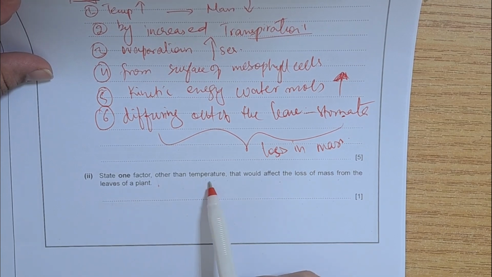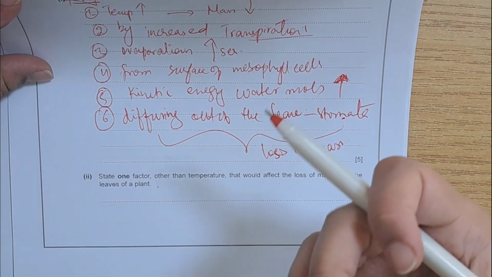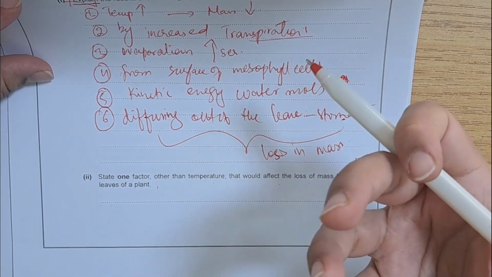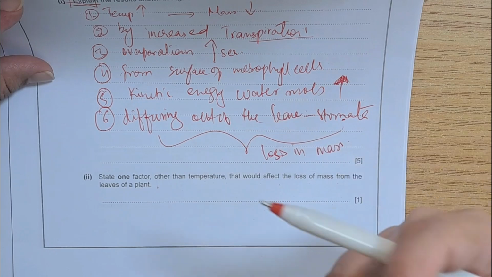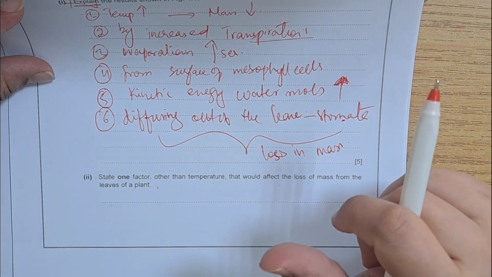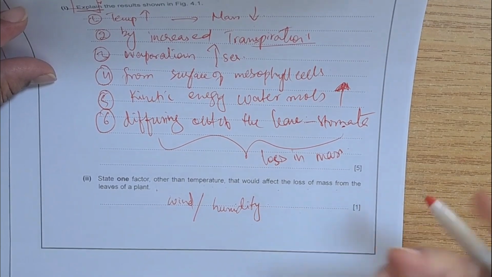So if you increase temperature, that is one way transpiration increases and mass of the leaves would be lost, because when these leaves hold water, the water weighs an amount within the leaf. So when the water is lost, the leaves are going to lose a certain part of their mass. Some of you wrote wind factor, that is right as well. It could be humidity as well.